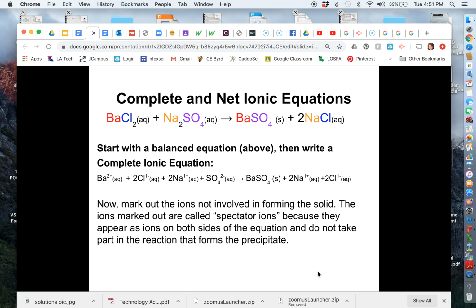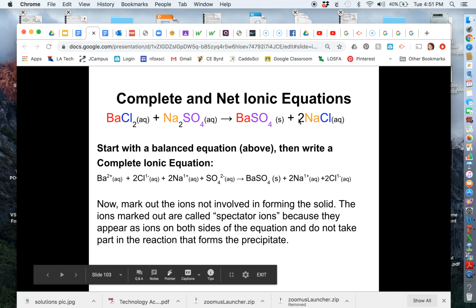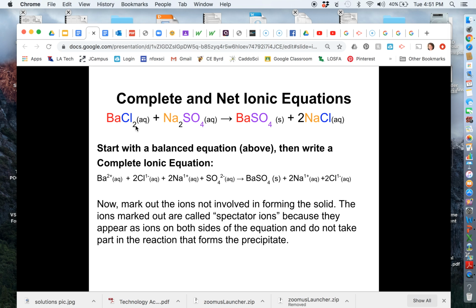Okay, complete and net ionic equation for this reaction that we just did. We start with the balanced equation. We did have to put a 2 in front of NaCl to balance the Na and the Cl on the left side. So I don't know if I said that before. All right, now you'll use subscripts and you'll use coefficients to tell how many of each ion that you have.